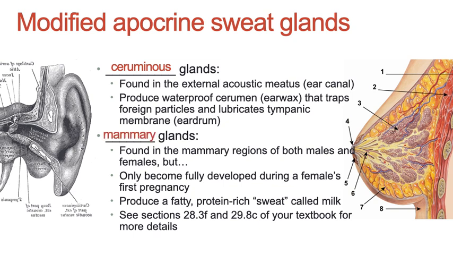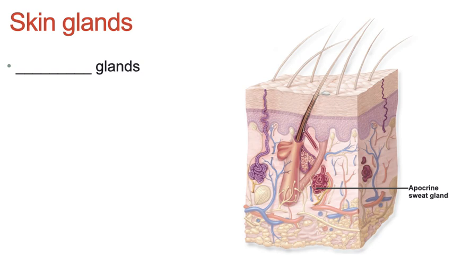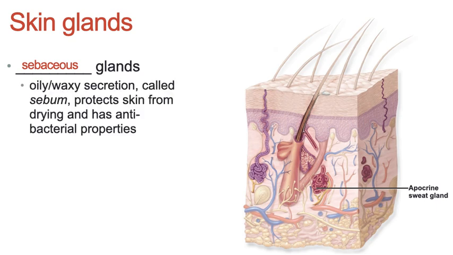There are also mammary glands. These are modified apocrine glands as well. They're found in the mammary region of both males and females, but they only become fully developed during a female's first pregnancy. They produce a fatty, protein-rich sweat called milk. The final gland I'd like to talk about is the sebaceous glands. Sebaceous glands, or oil glands, are holocrine glands, and these discharge an oily lipid secretion called sebum. This protects skin from drying as well as has antibacterial properties.